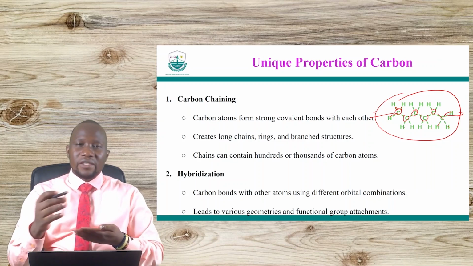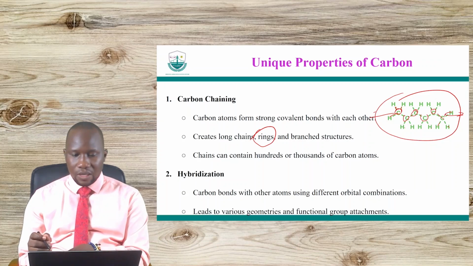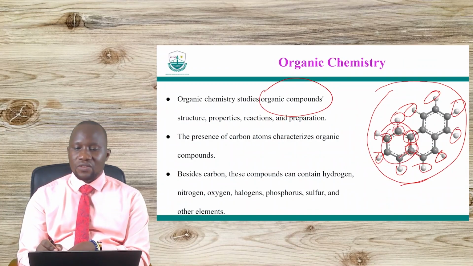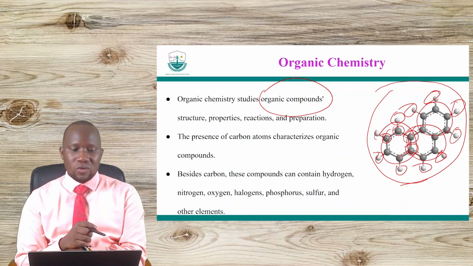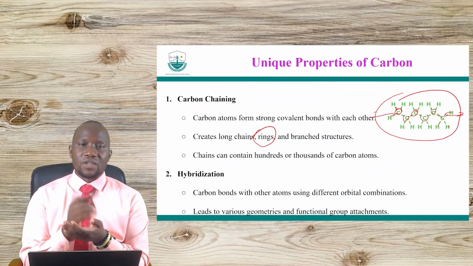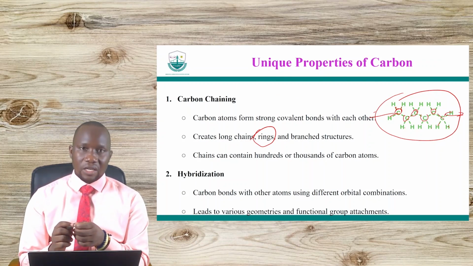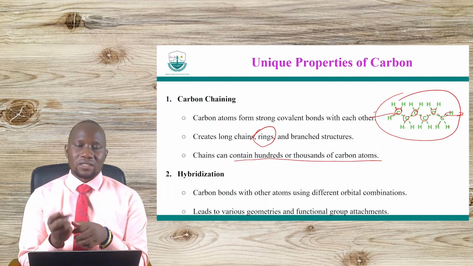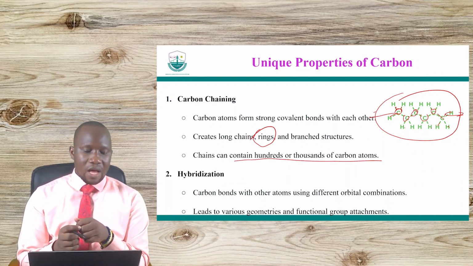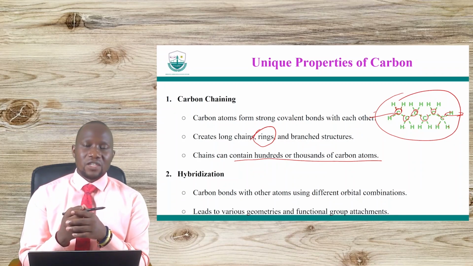Apart from forming these long chains, they also form what you call rings. What you saw earlier on here, these are carbon rings, right? So carbon also has that unique property of forming these rings that can also go on branching at different carbon atoms. They can be extremely long with hundreds and thousands of carbon atoms. And then we move to another point which relates to what we call hybridization.